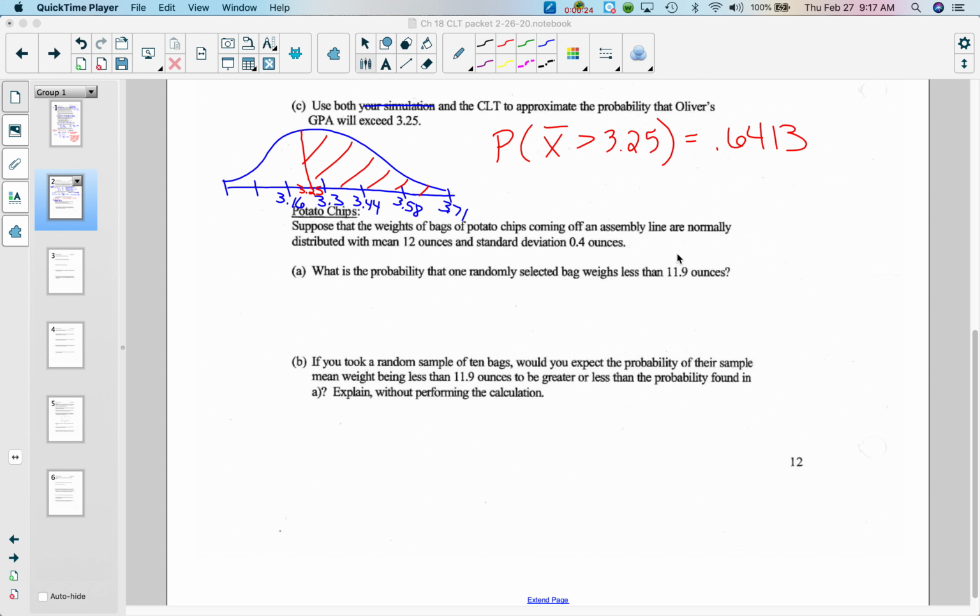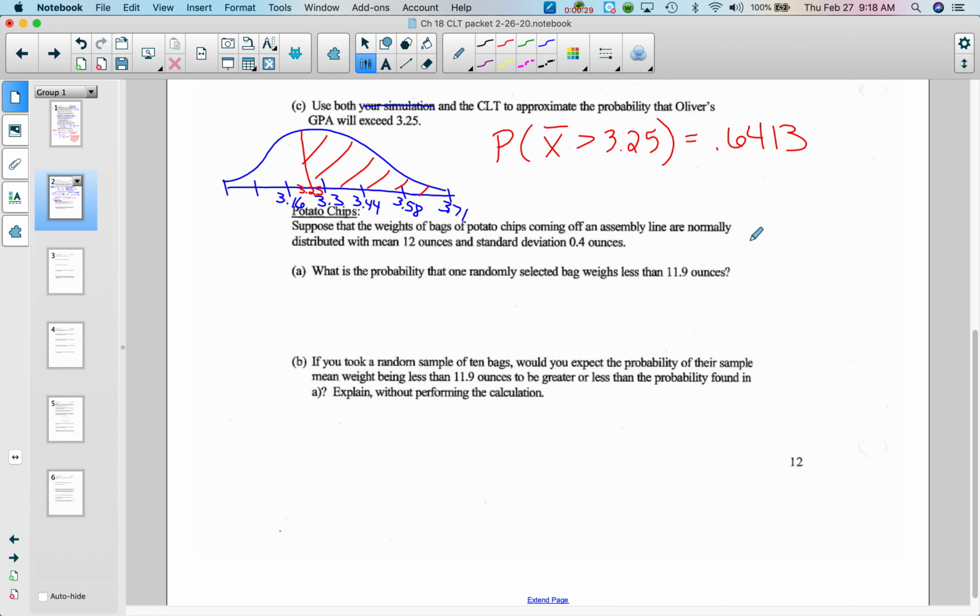So suppose that the weights of bags of potato chips coming off an assembly line are normally distributed with a mean of 12 ounces and a standard deviation of 0.4 ounces. And that's what I do first. Notice that the potato chips follow a normal model. So it's not skewed, the population is normal. That is important for us as we go on and answer these questions and we have different size samples and we look at sampling distributions of the mean.